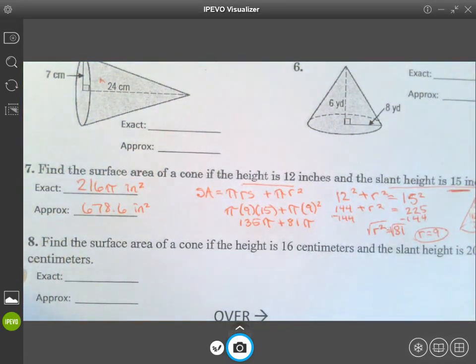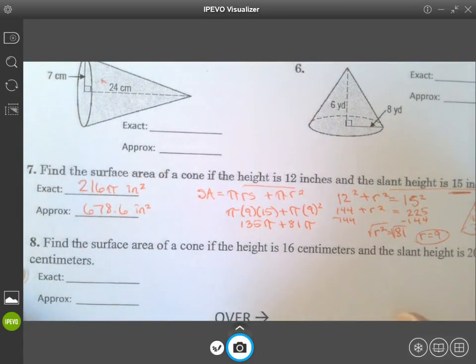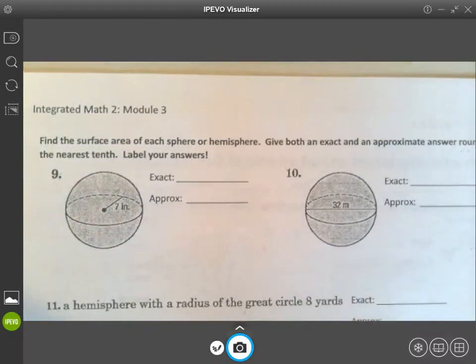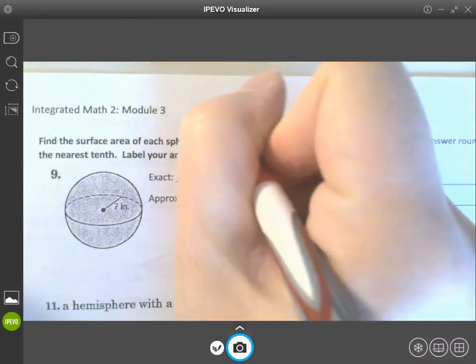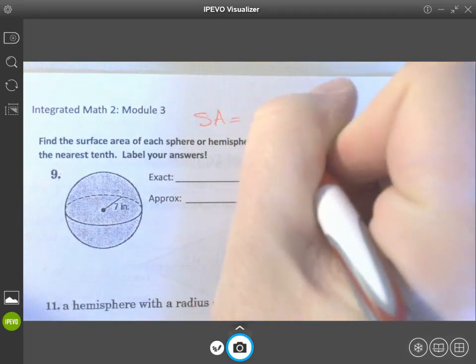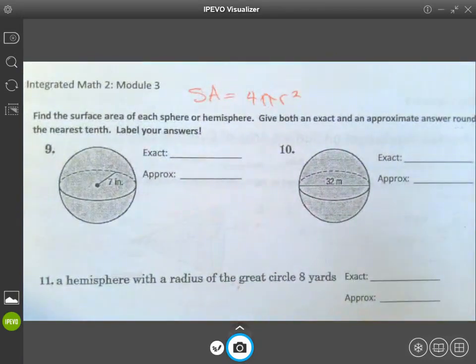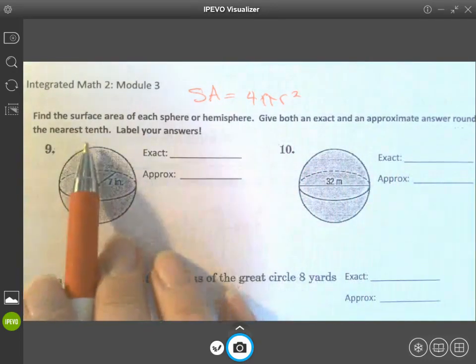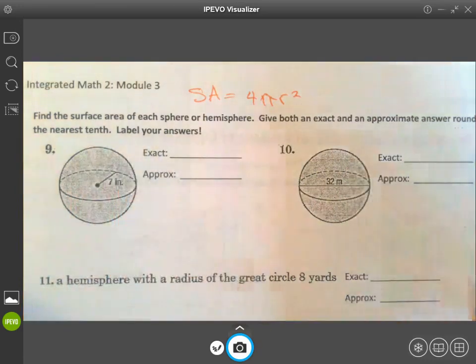Okay, now flip it over. Let's talk about the back real quick. Now we're talking about the surface area of a sphere. That's on your formula sheet. Surface area of a sphere is 4 pi r squared. Okay, so we're looking at spheres and hemispheres. Give exact and approximate answers rounded to the nearest tenth. When you do the approximate, label your answers.